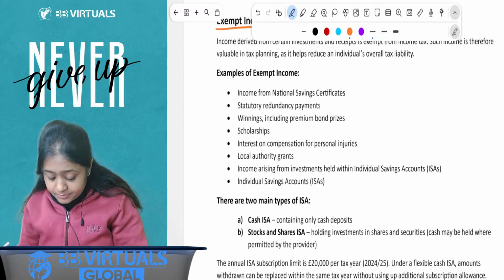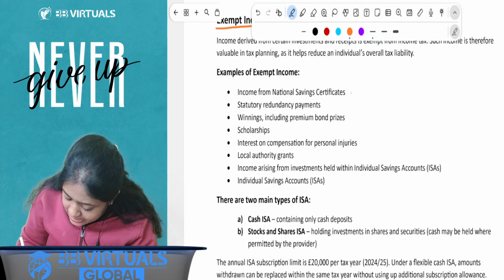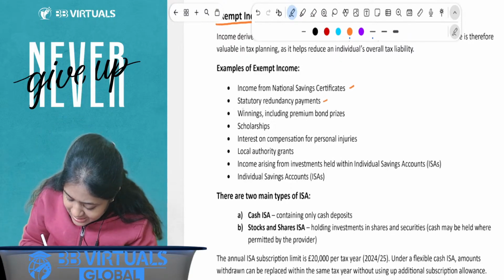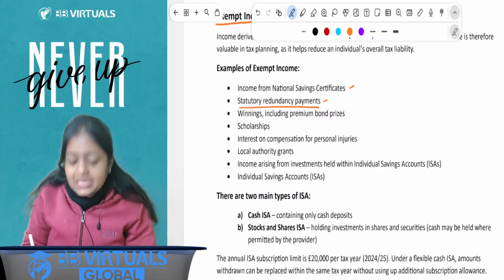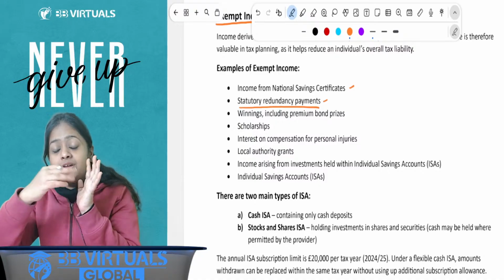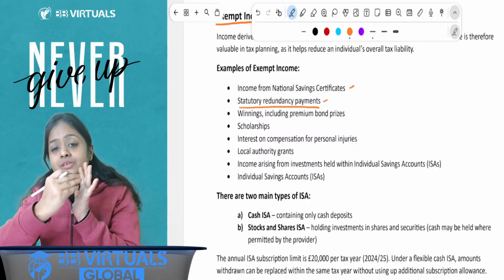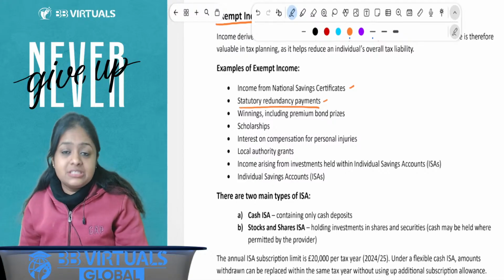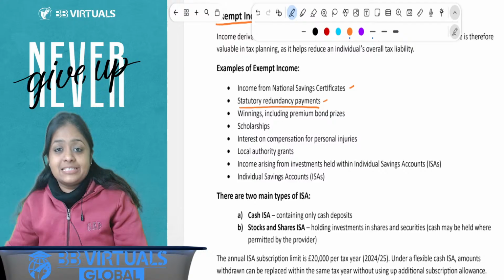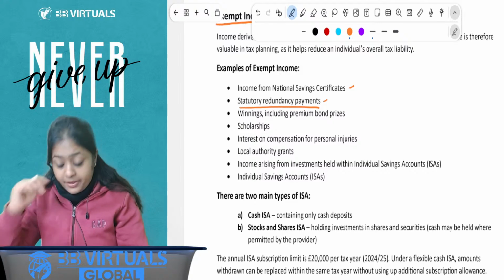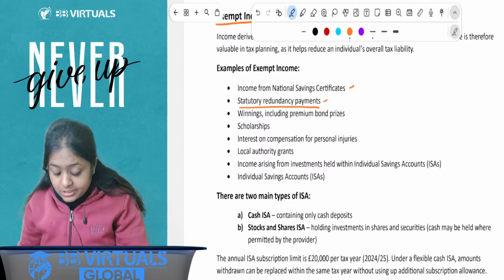Number one, income from national savings certificates, statutory redundancy payments. Let's understand them one by one. National savings certificates are like in India also we issue. It's like a document, a national savings certificate issued by the government, the national agency, and any interest that you earn on that certificate is exempt. That means even though you are earning interest, that will not be put to tax. Okay, it will not be taxed anywhere. So interest will be exempt.